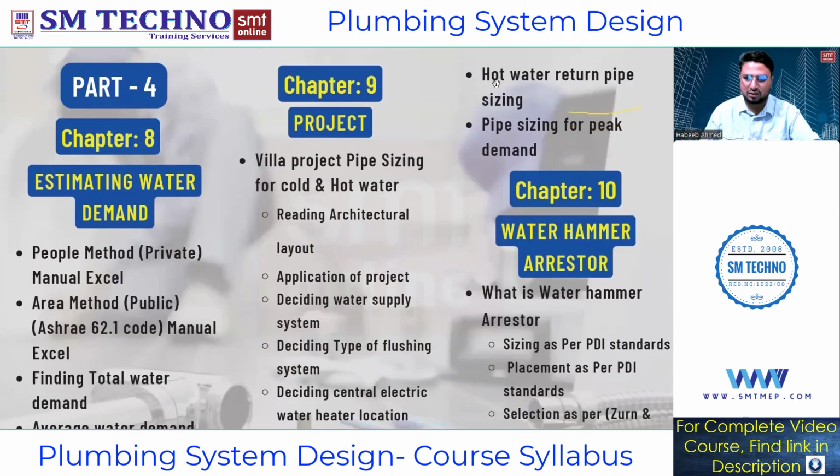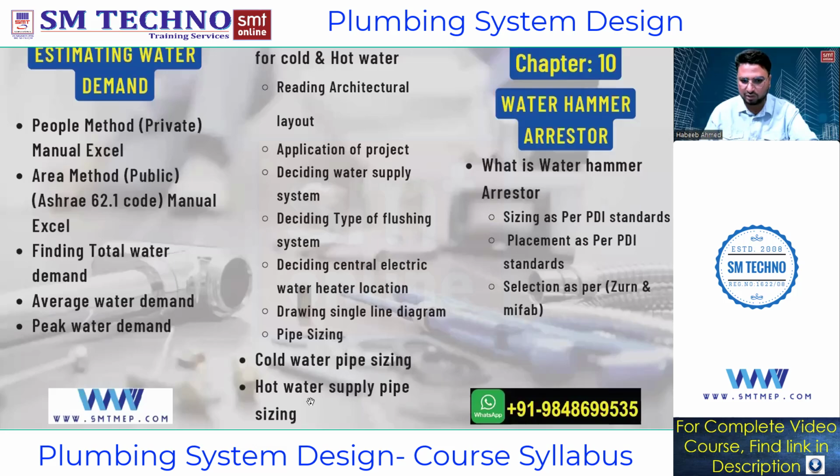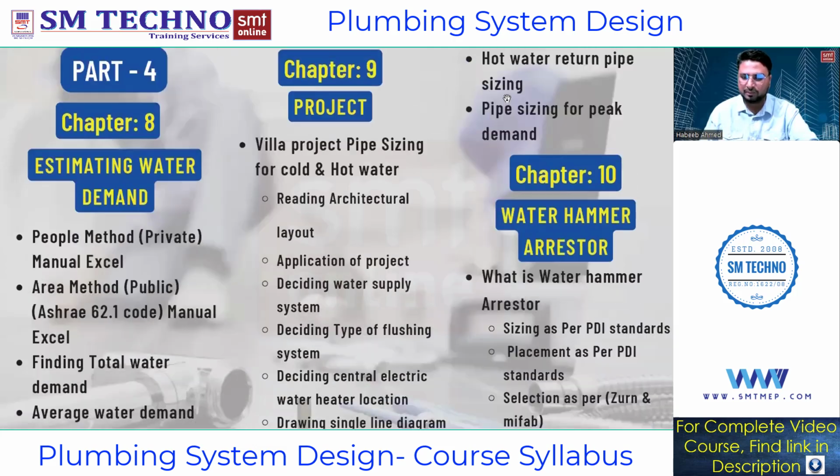Then after that, when we have done cold water and hot water pipe sizing, that was the cold water supply and hot water supply here. If you see here in chapter number 9, that is part 4. Once we have done with the cold water pipe sizing and hot water pipe sizing, this is in terms of the supply pipe. You can see here, cold water supply pipe and hot water supply pipe. And we have return pipe size also. So for the hot water return, we'll be dealing with the pipe sizing. So we'll be seeing that here.